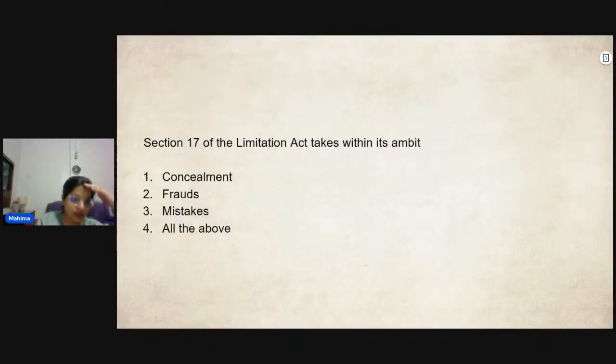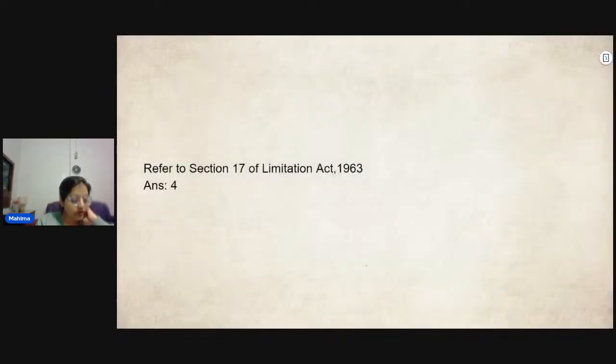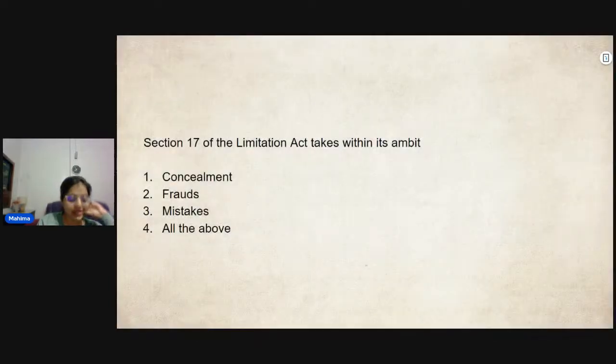Section 17 of the Limitation Act takes within its ambit concealment, fraud, mistake, all of the above. Yes, it is option number 4. All three things are mentioned under Section 17. By either fraud or mistake or by a concealed document, Section 17 will apply.